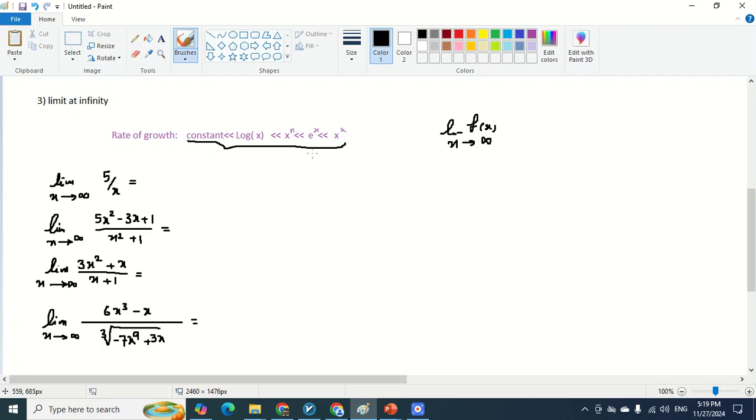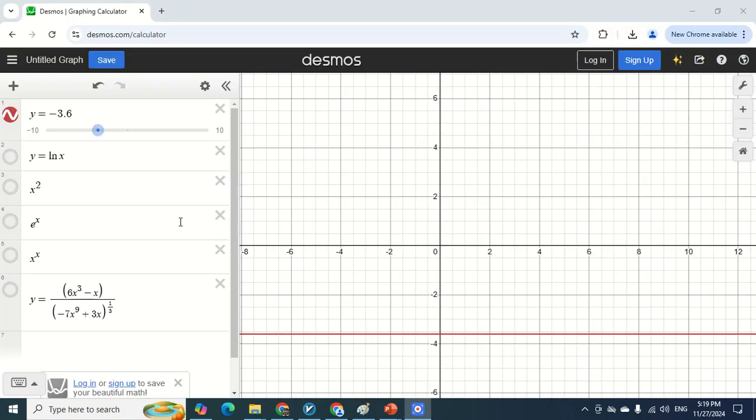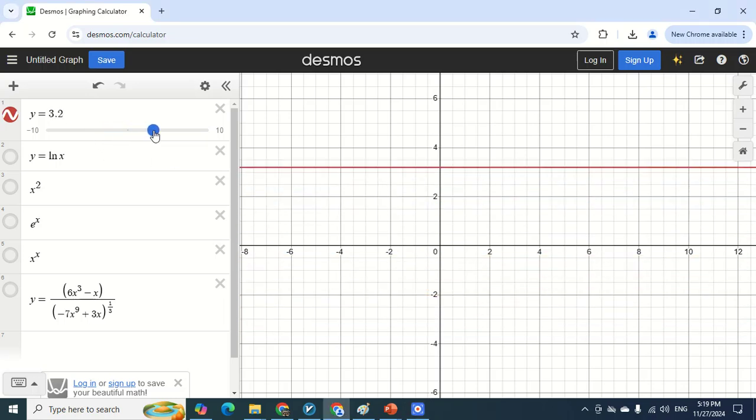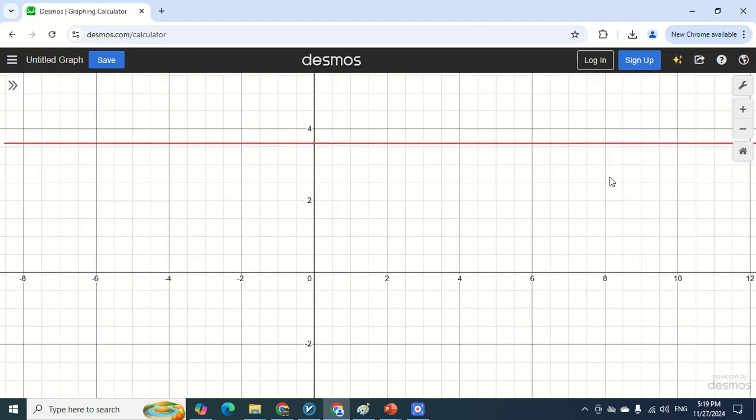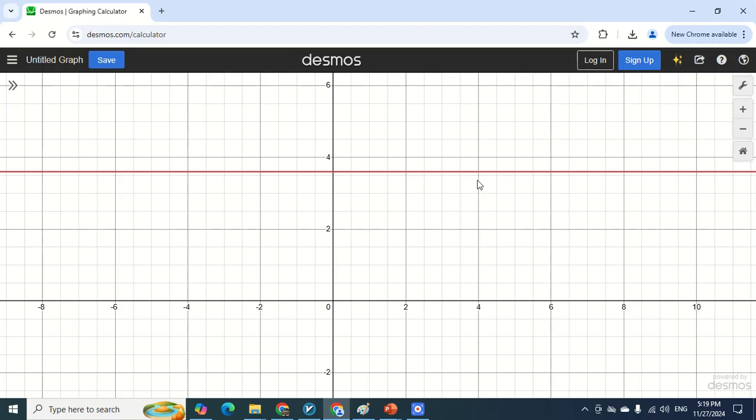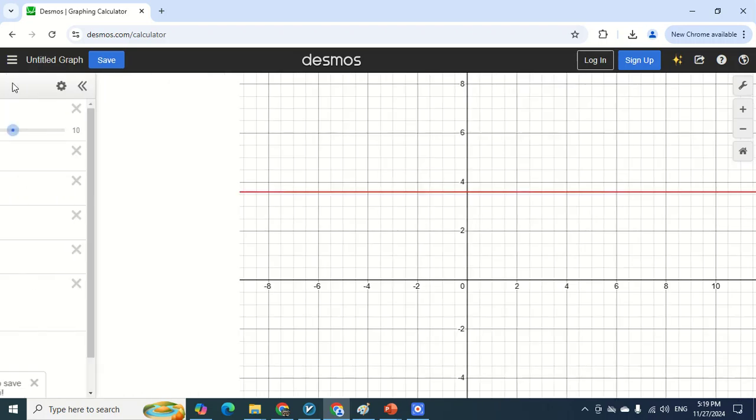Let us take a look at the situation by sketching the graph of these functions with the aid of the Desmos program. Here we have the constant function. The red function is the constant function. It could be negative or positive, or a big number. However, if I compare it with the logarithmic function, the logarithmic function has a greater rate at the end of the day. It's late, but at infinity the value of the logarithmic function overwhelms the constant function.